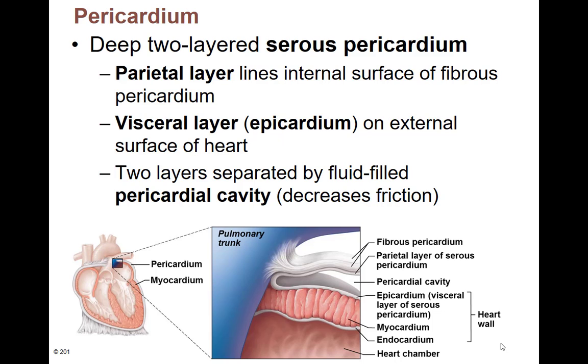The visceral layer, also called the epicardium, is attached to the heart wall itself. The space in between is called the pericardial cavity, and it's filled with pericardial fluid. Peri just means around, and cardi means heart, so this is all things around the heart. And by having that extra fluid, it reduces friction.